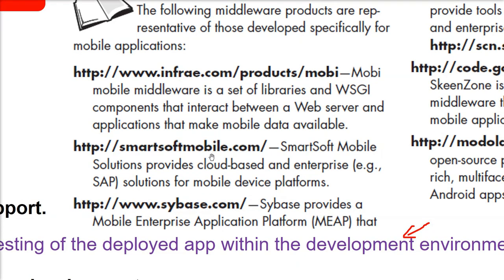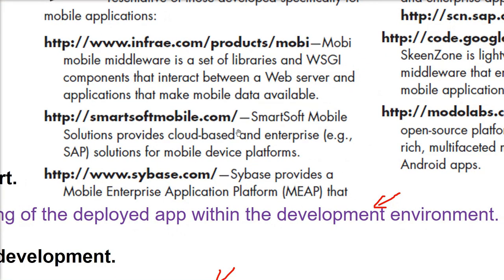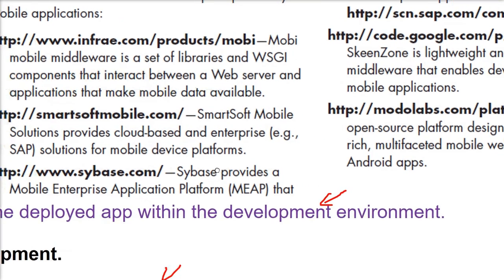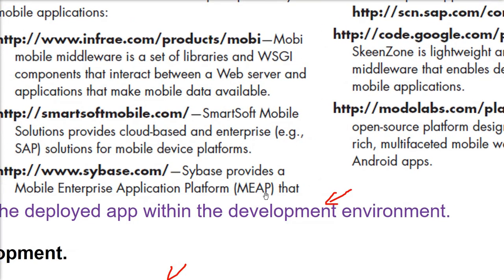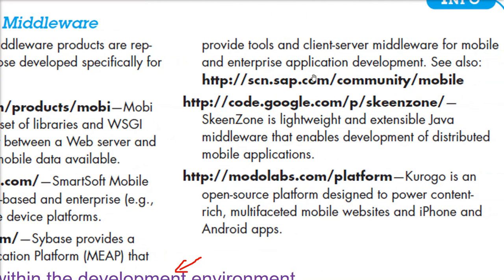We have smartsoftmobile.com. So this mobile solution provides cloud-based and enterprise SAP, for example, SAP solution. Sybase.com. So this is providing MEAP, that is mobile enterprise application platform that provides tools in client server middleware for mobile and enterprise application development. You can also go to scn.sap.com. Code.google.com. SkeenZone. This is a lightweight and extensible Java middleware. So that also is enabling the development of distributed mobile applications.